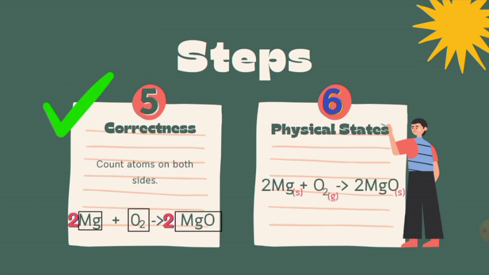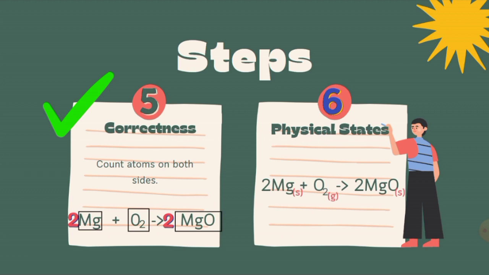Now step 5 is to check the correctness of the equation, how correct it is. So how do we check whether it is correct or not? Just count the atoms on both sides. Okay, now you have to count it correctly. And the sixth step is a very important step, writing the symbols of physical states.